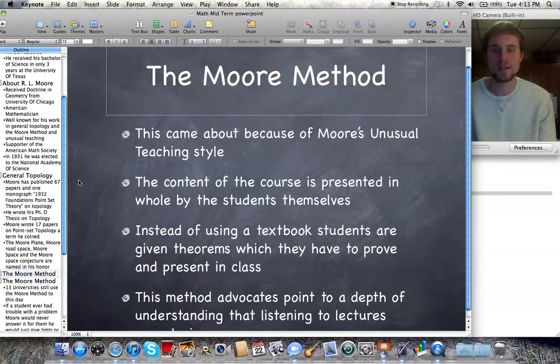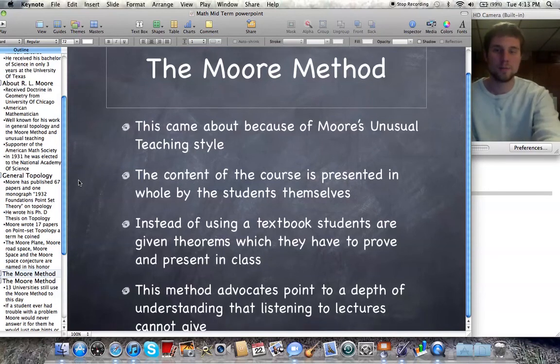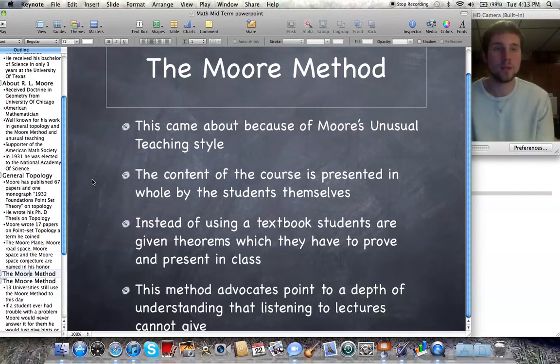Which leads me to the next thing. Instead of using a textbook, students are given theorems by Robert Lee Moore, which they have to prove and present in front of the class themselves. The Moore method advocates point to a depth of understanding that listening to lectures cannot give. Moore believed that lectures just bored students, and students would lose interest in the topic at hand. So Moore believed: what better way than to get the students involved and have them go up there and solve problems themselves, with the help of other students?